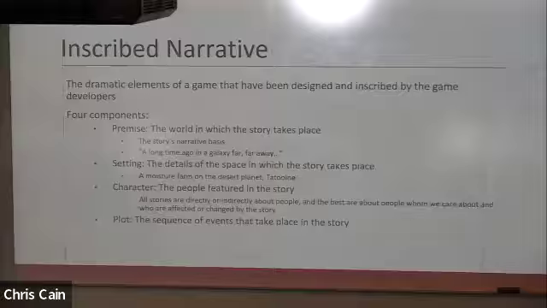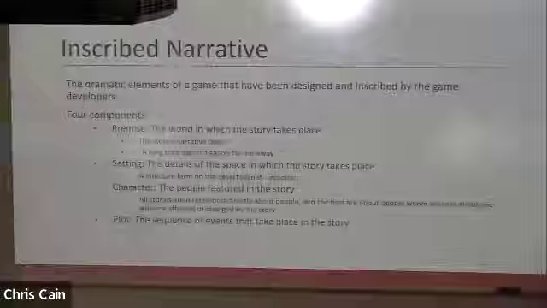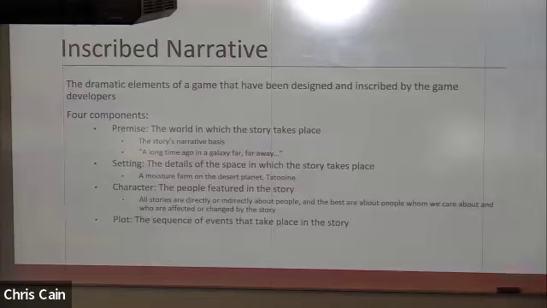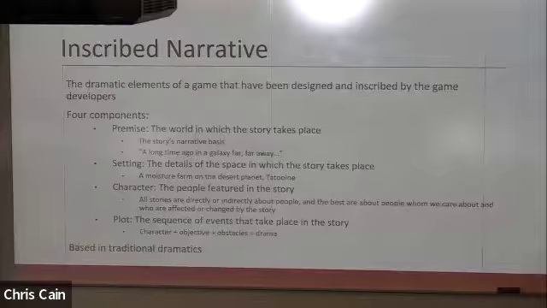Finally, we have plot, which is the exact sequence of events that take place that define the story. When you have characters, those characters have objectives, and then there are obstacles to those characters attaining those objectives. That's what creates drama. And all of this is based in traditional dramatics, which means that if you study a little bit of traditional dramatics, you get a sense of how you can design a story. So let's take a look at a couple examples of traditional dramatics just to get a sense of what this can look like and how you can design a game story with a very simple layout.